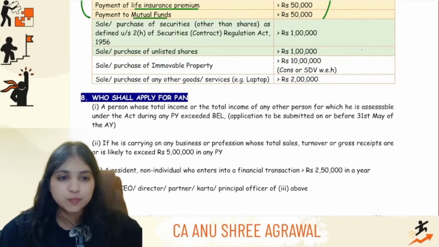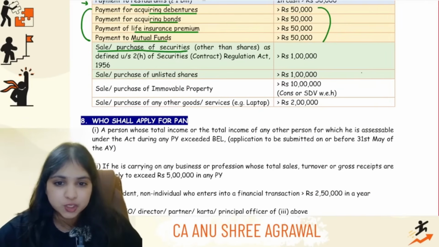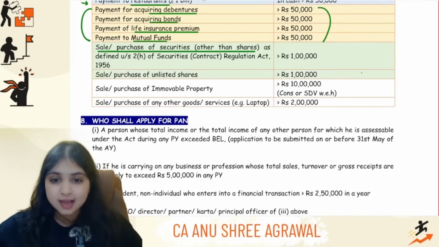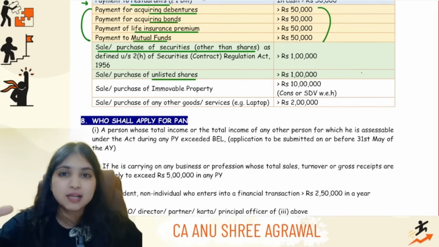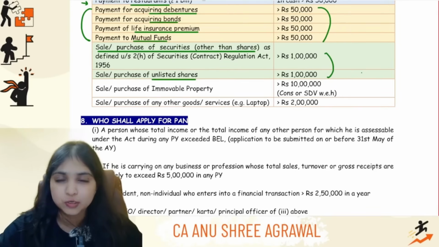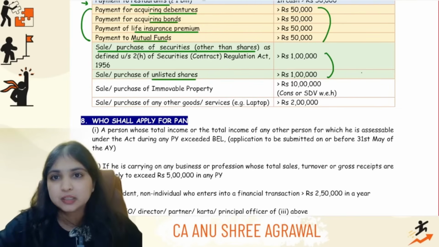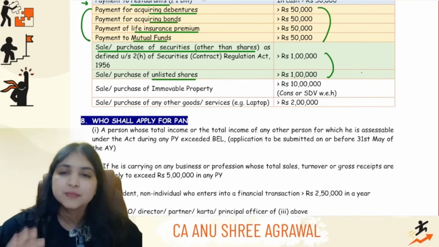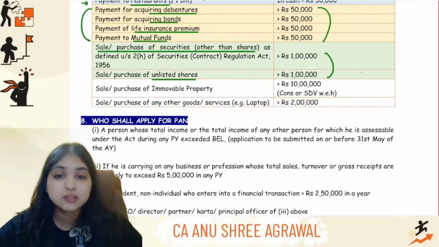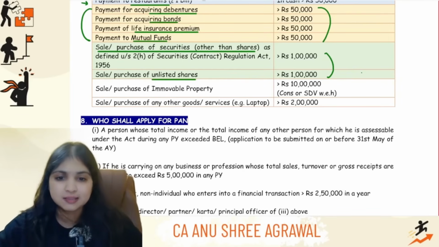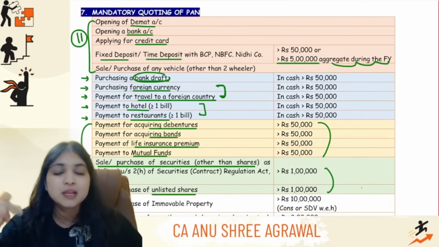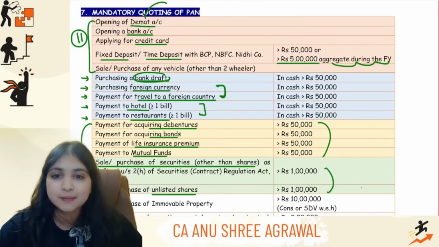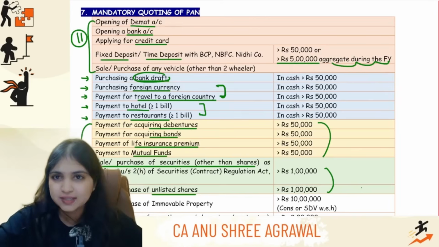Then we have 2 more points over here. Sale or purchase of securities other than shares, or sale or purchase of unlisted shares. For these two transactions, if the transaction amount is more than 1 lakh, we have to quote the PAN. The mode of payment or receipt doesn't make a difference here. If it is more than 1 lakh, we have to quote PAN. So securities other than shares and unlisted shares. What about listed shares? Listed shares are not specifically mentioned here, because listed shares you will buy or sell through your demat account only, and your demat account is anyway linked with your PAN number, so it will get covered there.